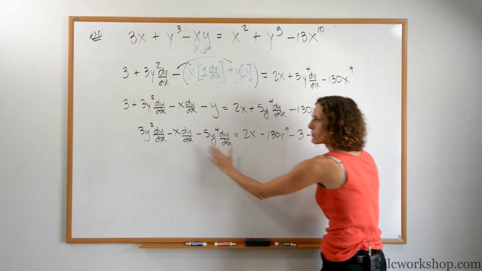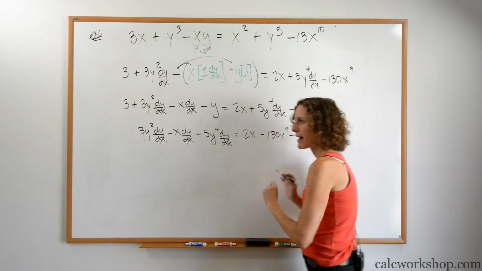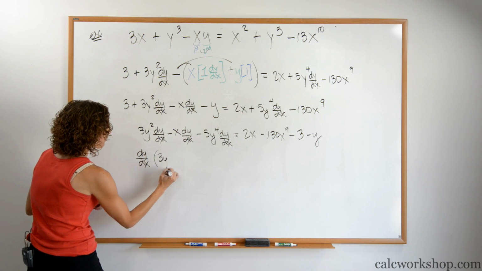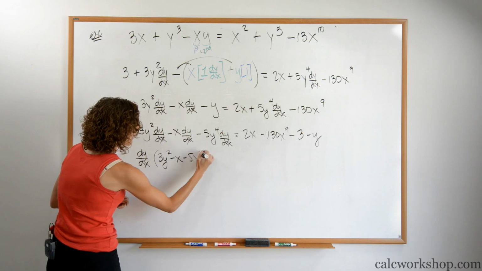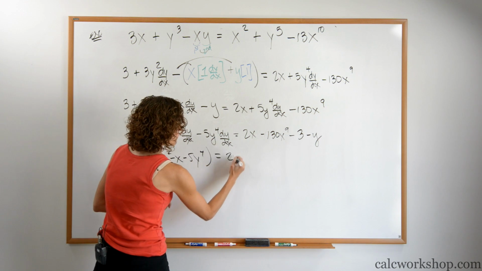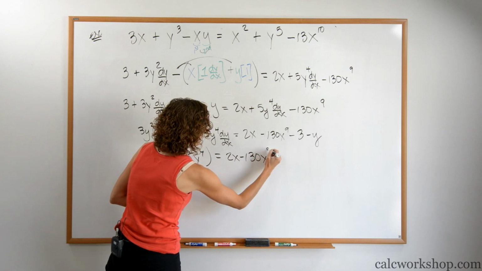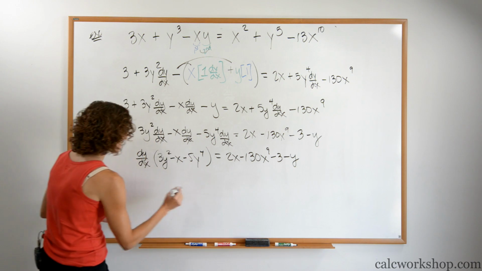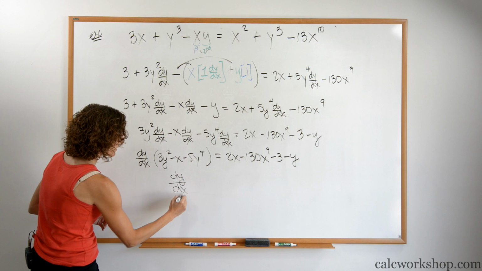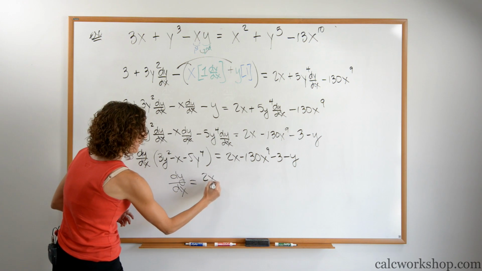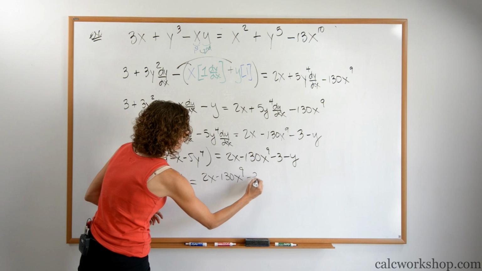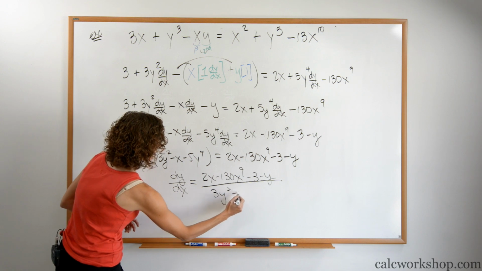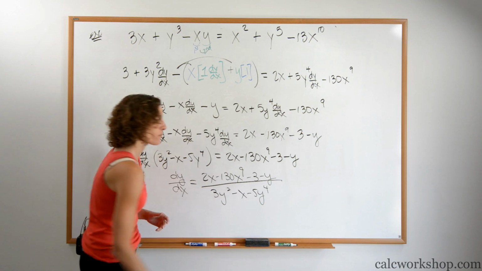Once we've done that, we can now see if they all have a dy/dx in common. Let's factor it out. If I pull out the dy/dx, that leaves me with 3y squared minus x minus 5y to the 4th equals 2x minus 130x to the 9th minus 3 minus y. Last step, divide by the quantity. So dy/dx equals 2x minus 130x to the 9th minus 3 minus y, all divided by 3y squared minus x minus 5y to the 4th.